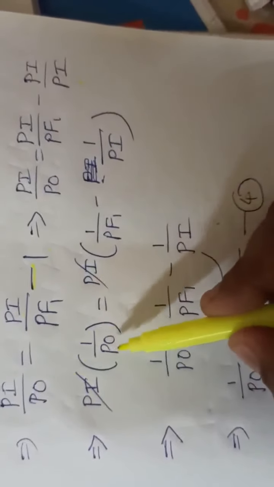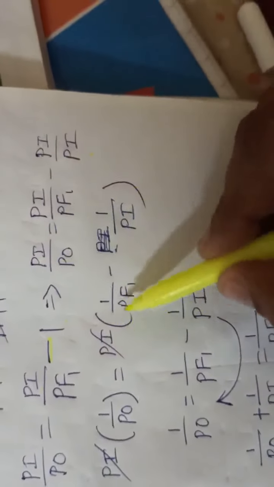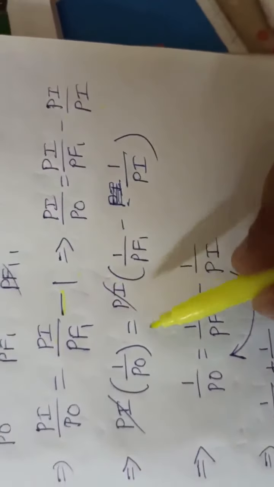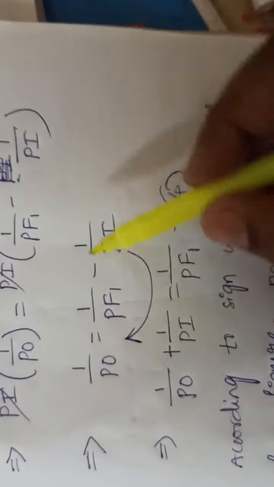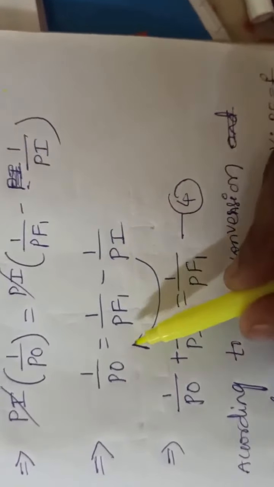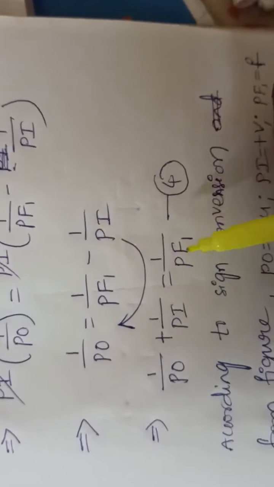So here I am taking PI common. So 1 by PO we got because I am taking PI common. Here also PI common I am taking, 1 by F1 minus 1 by PI. So PI from the left hand side and right hand side will get cancelled. So finally we got 1 by PO is equal to 1 by PF1 minus 1 by PI. If we transpose this to the LHS, we'll get 1 by PO plus 1 by PI is equal to 1 by PF1.